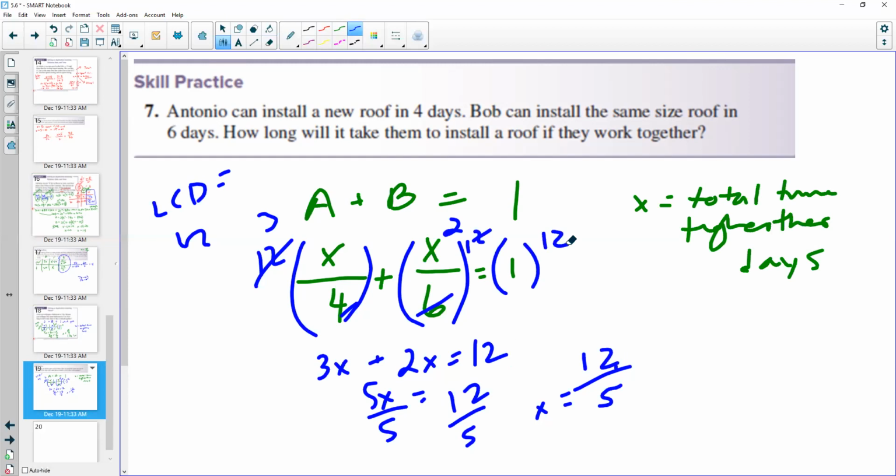So times 12. 3x plus 2x equals 12. 5x equals 12. Divide both by 5. 12 divided by 5 is like 2 and 2/5, right? So together, it takes them 2 days and a little more to do a new roof.